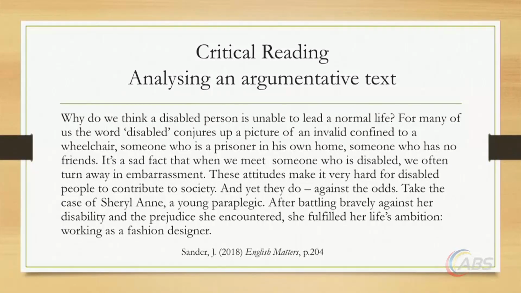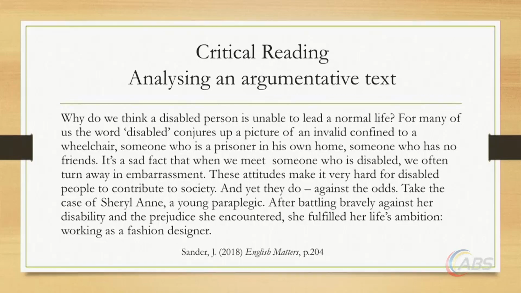So let's look at this passage. We're going to read it very quickly, and then we're going to analyze it. Why do you think a disabled person is unable to lead a normal life? For many of us, the word disabled conjures up a picture of an invalid confined to a wheelchair, someone who is a prisoner in his own home, someone who has no friends. It's a sad fact that when we meet someone who is disabled, we often turn away in embarrassment. These attitudes make it very hard for disabled people to contribute to society, and yet they do, against the odds.